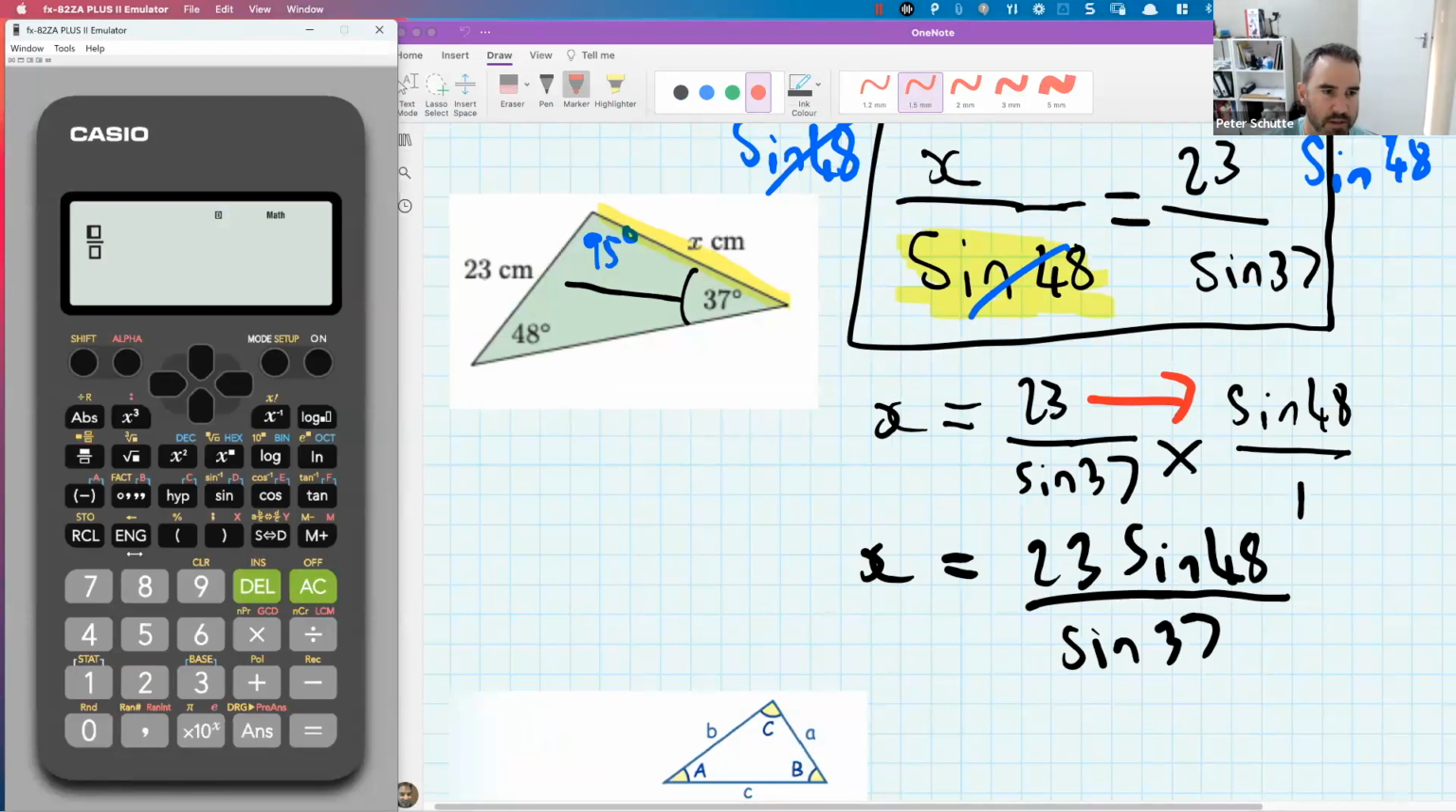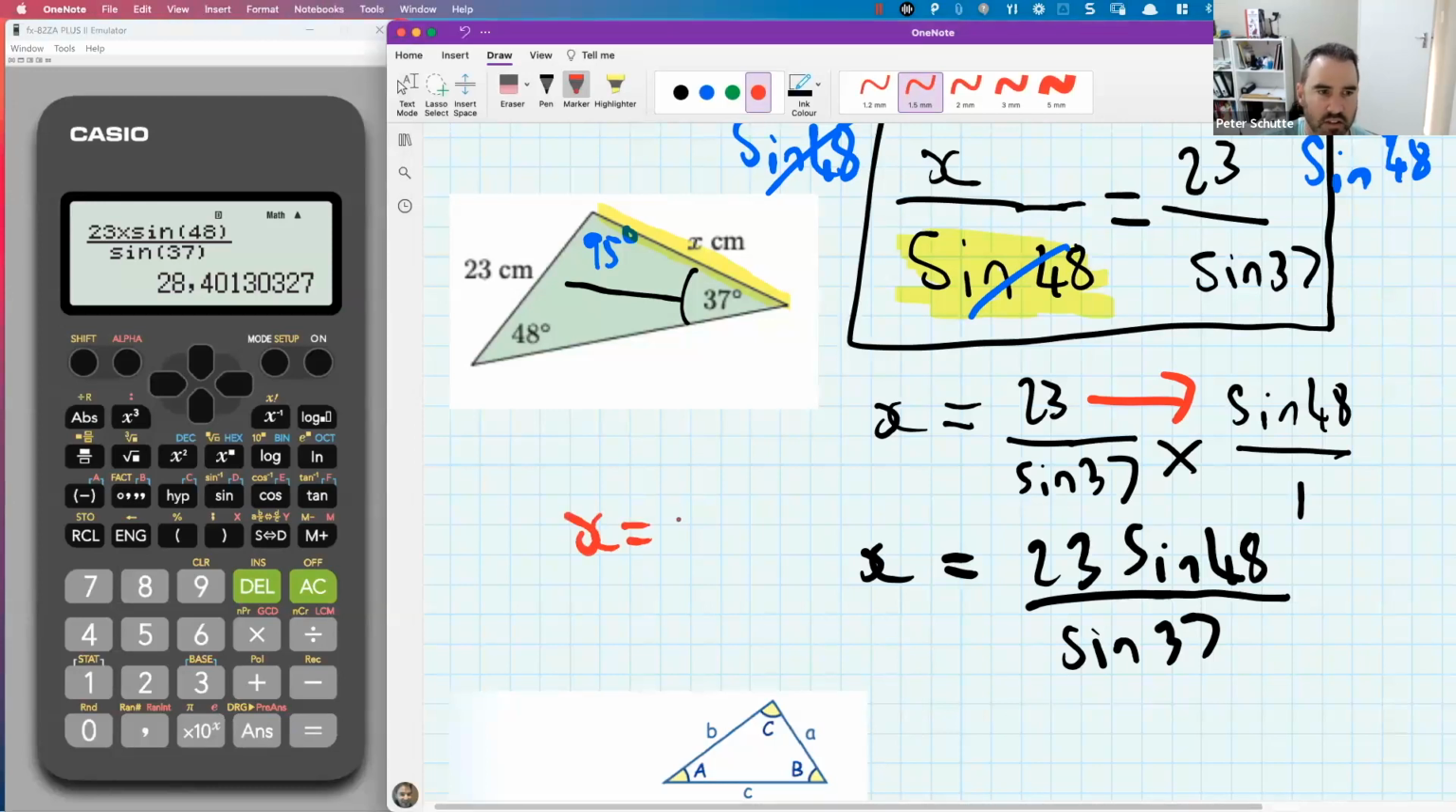Okay, so I'm just going to type in here 23 times the sine of 48, and I'll put that over the sine of 37. And what do I get? Let's have a look. I get, and I hope the calculator was helpful to you, I get x is equal to 28.40. And so I've now found the unknown side. And let me look at the chat and see if it's looking good. It's looking good to me, 28.40.